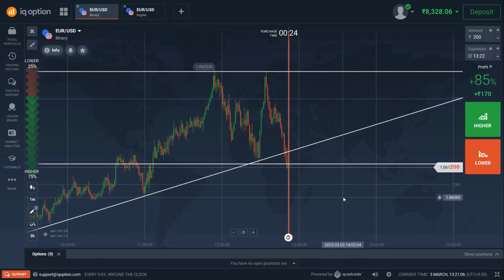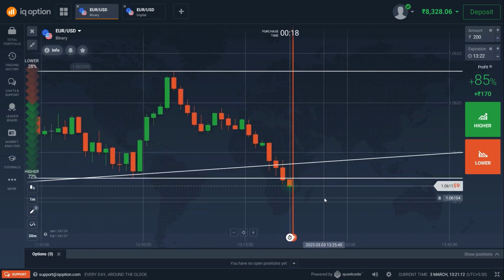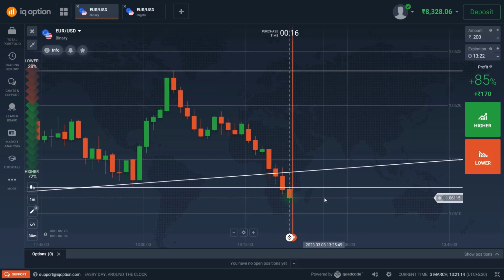If it finds some good support from the buyers, then the trend can reverse and continue moving in a new upward trend. So that is it for today's 5-minute session, guys.